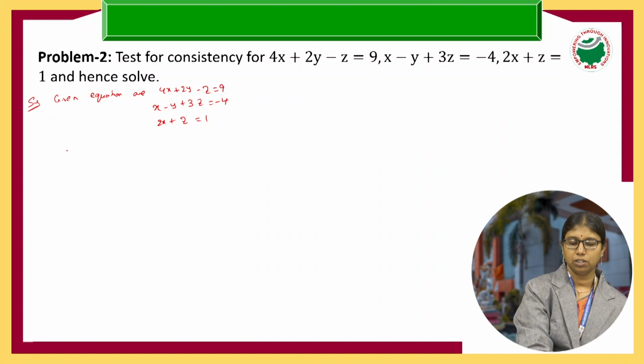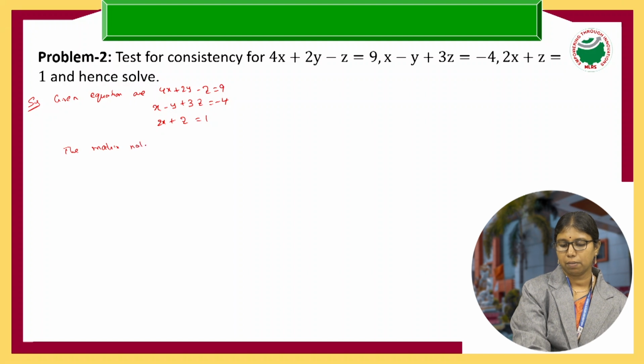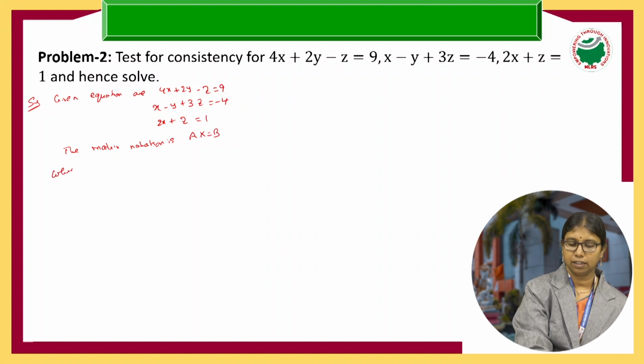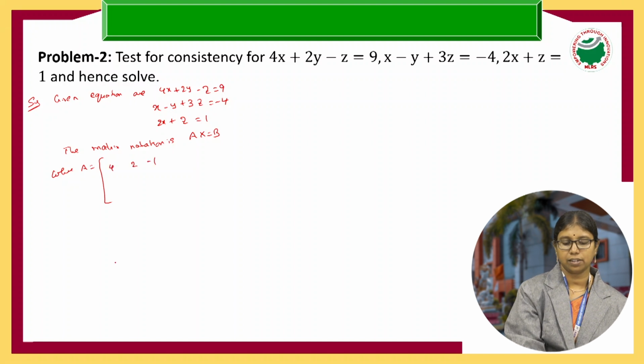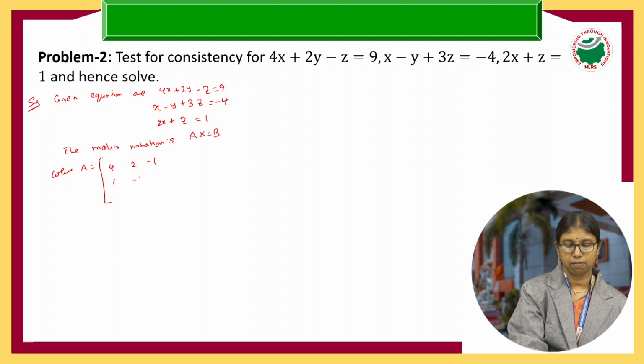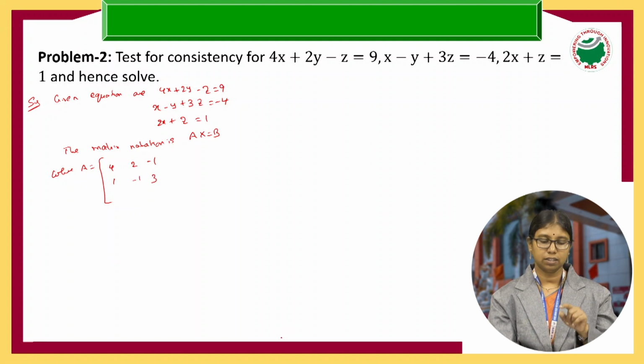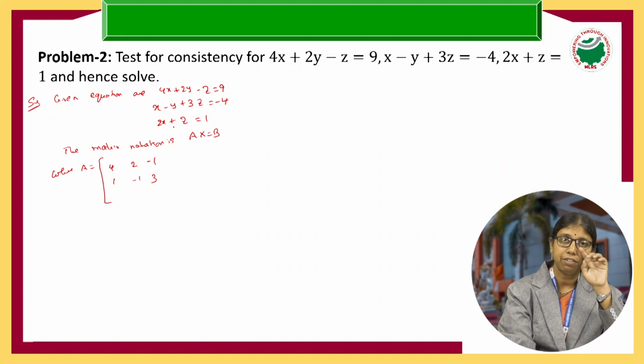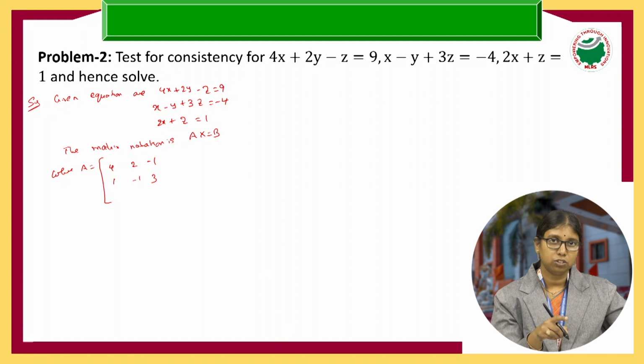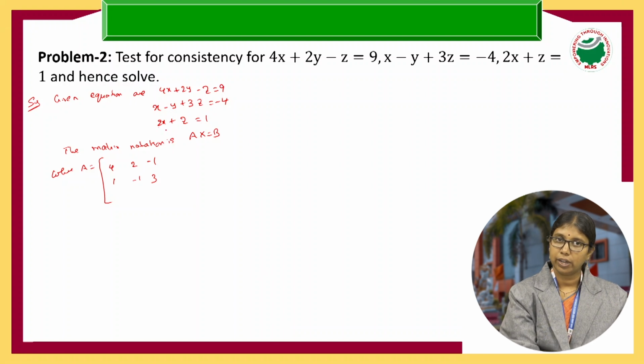So do the first step. Your first step is matrix representation. The matrix notation is Ax equal to B. So what is A here? A is a coefficient matrix. The coefficients are 4, 2, minus 1. Second equation coefficients are 1, minus 1, 3. In the third equation, you do not have a y term, so the y coefficient you have to choose as 0. That means the x coefficient is 2, y coefficient is 0, z coefficient is 1.